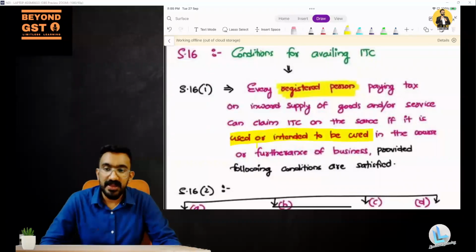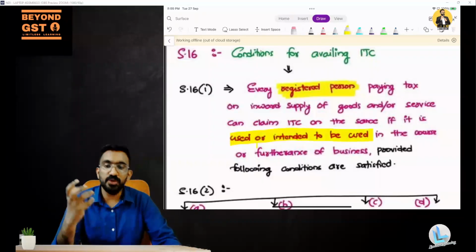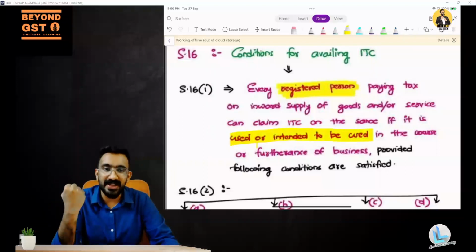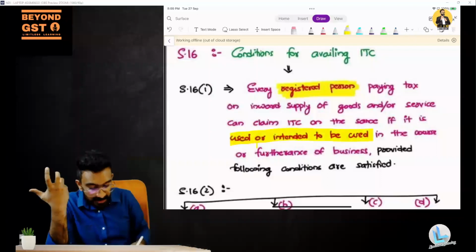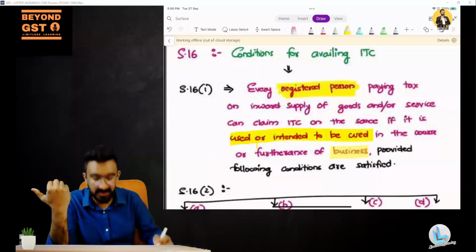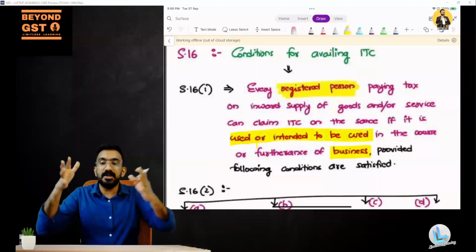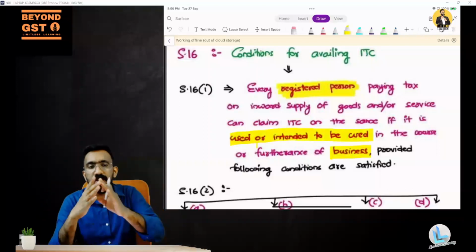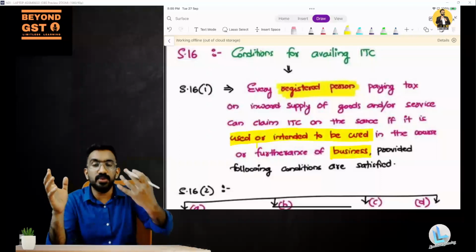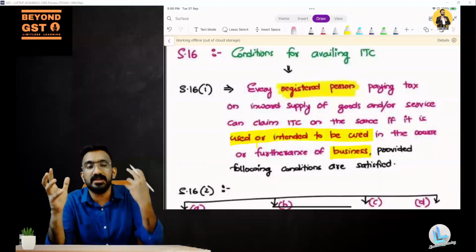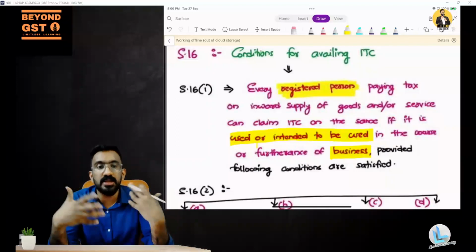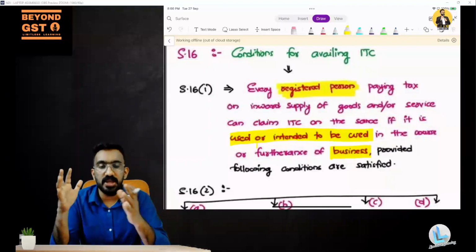What it says is, if you have a machine and you're using it, or your intention is there to use it, you can still take it as ITC. They're saying intention to use in the course or furtherance of business, and business has an elaborate definition. Anything you do in terms of trade, commerce, manufacture is business. Anything incidental and ancillary to it is also a business. So any purchases that you make which are used or intended to be used in the course or furtherance of business, you can take the credit.